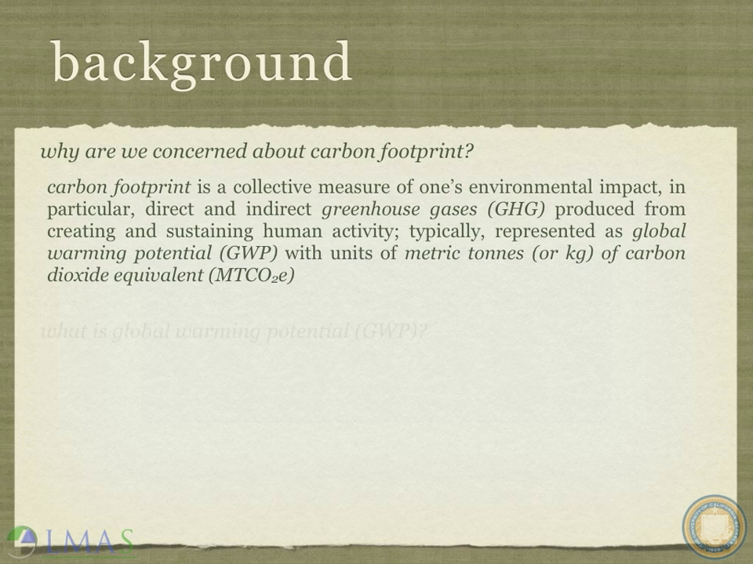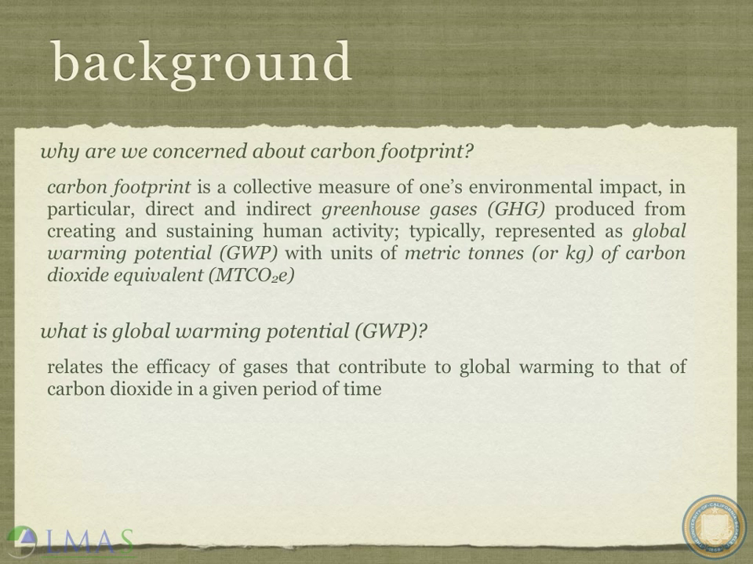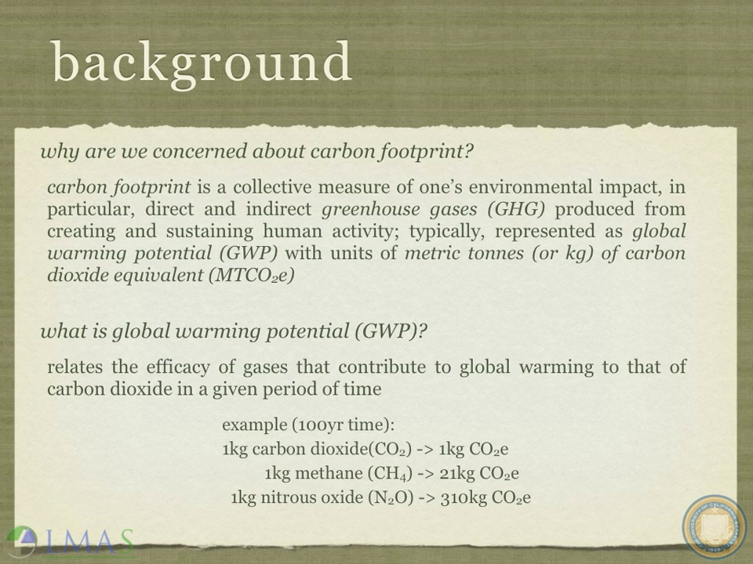Next, what is global warming potential? GWP relates the efficacy of gases that contribute to global warming to that of carbon dioxide in a given period of time. For example, in a 100-year time span, methane has an effective GWP 21 times higher than carbon dioxide alone.